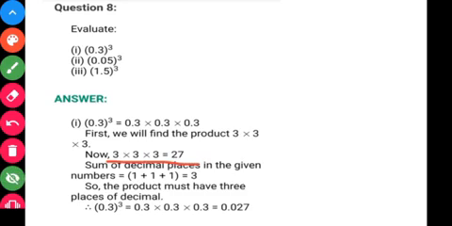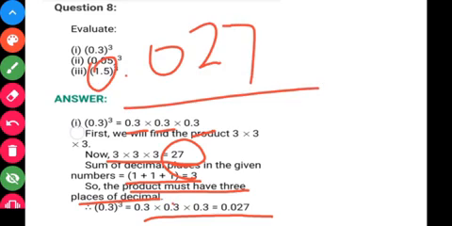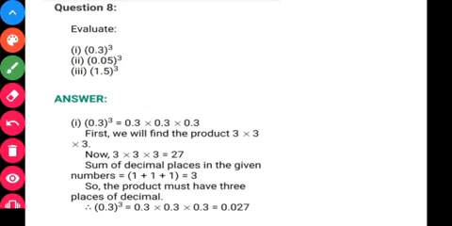And sum of decimal places, how many places here? 1 place, 2 place, 3 place. So sum of decimal places 1 plus 1 plus 1, that is 3. So product must have 3 decimal places. Okay, so the product was 27, but it should have 3 decimal places. So you can write 0.027. Okay, so 0.3 cube is equal to 0.027.